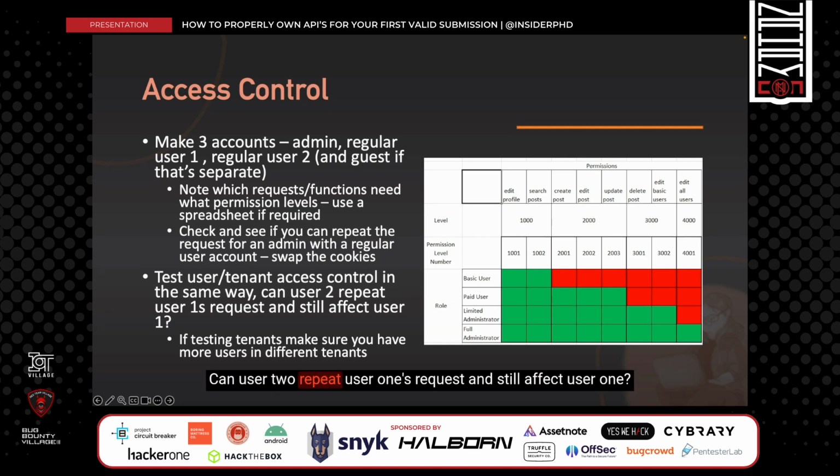Can user 2 repeat user 1's request and still affect user 1? Okay, so user 2 is able to affect user 1. Again, if you're testing tenants, you want to make sure you have more users and different tenants, and you want to see whether or not a high permission level in tenant 1 can affect tenant 2, for example.